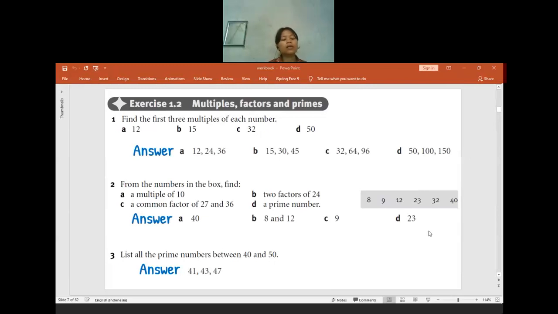For question 1, find the first 3 multiples of each number. To find the multiples, you can just do 12 times 1, 12 times 2, 12 times 3.